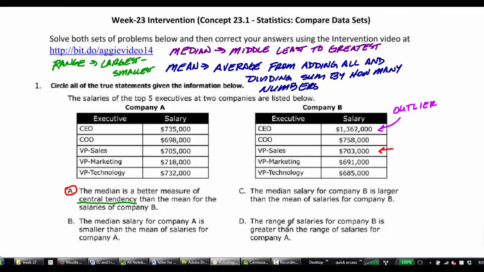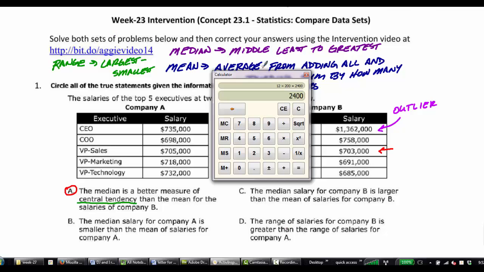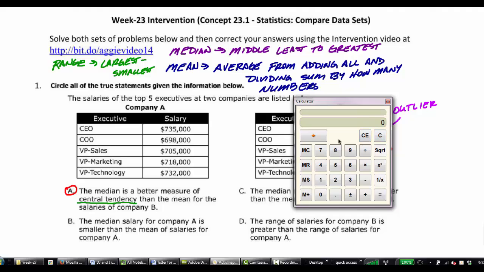All right, question B, the median salary for Company A is smaller than the mean of the salaries for Company A. Well, to solve this, we're going to have to do some addition. So let's get our calculator out. Let's first figure the median for Company A. We want to put them in order least to greatest. Now I could number them, or I could write them all out, but I'm going to use the table since they're all nice packed in here.